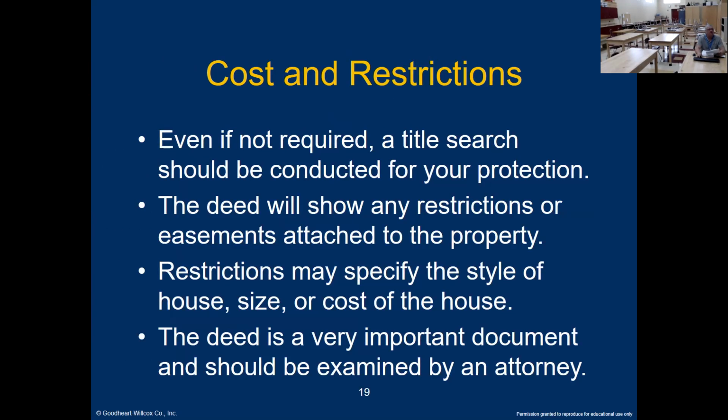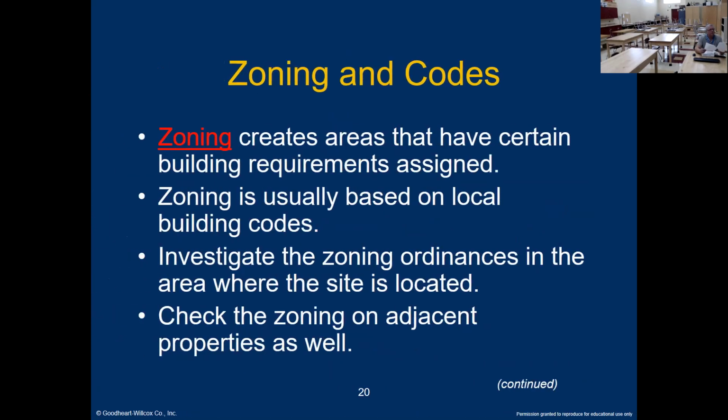Restrictions are things like the size of the house, the building materials that can go on there. If you can have a detached garage, what that has to look like. Some places have restrictions on the type of landscaping you can do. So then you have to know the difference between zoning and codes.